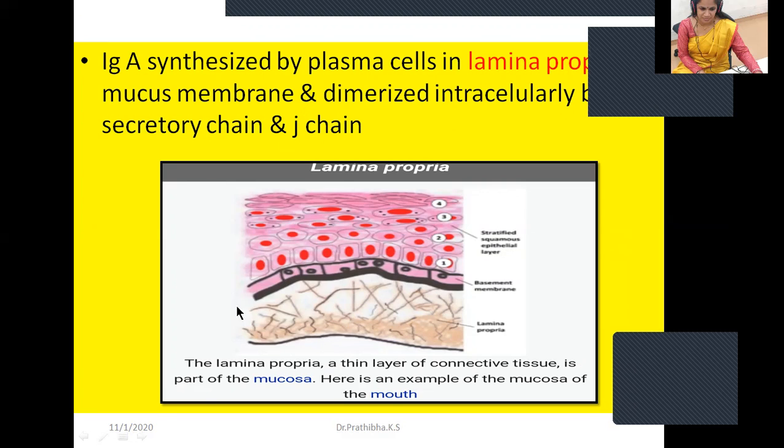So here you can see the section of lamina propria. The lamina propria, a thin layer of connective tissue, is a part of the mucosa. Here is an example of the mucosa of the mouth, where these IgA molecules are synthesized by the plasma cells in the lamina propria.